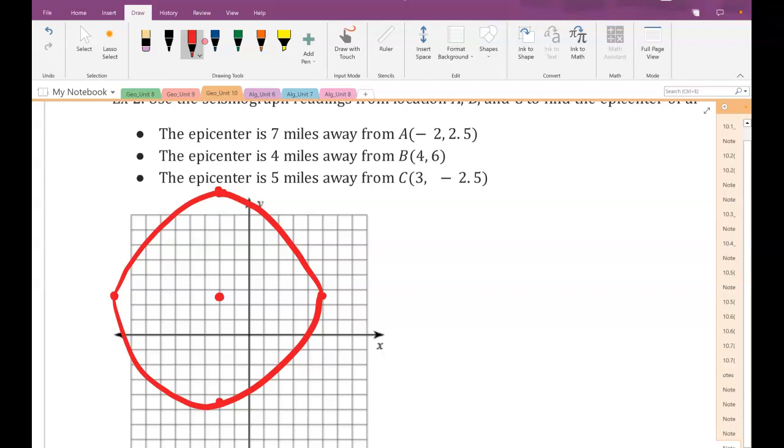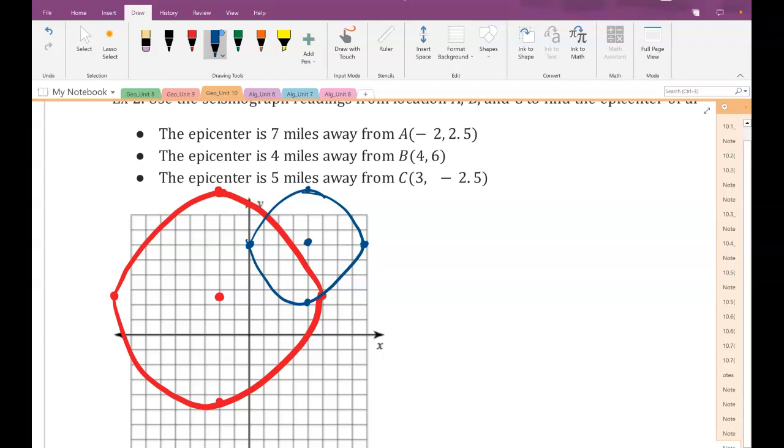Earthquake B, we're going to do the same thing. Find your epicenter. Make your radius 4. Draw your circle. So you have 4, 6. 1, 2, 3, 4. Up 6. 1, 2, 3, 4, 5, 6. We have to go 4 in every direction. 1, 2, 3, 4. Go down 4. Go up 4. Be somewhere up here. So we have that. That's earthquake B.